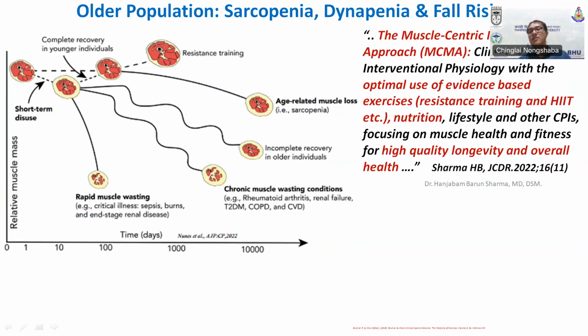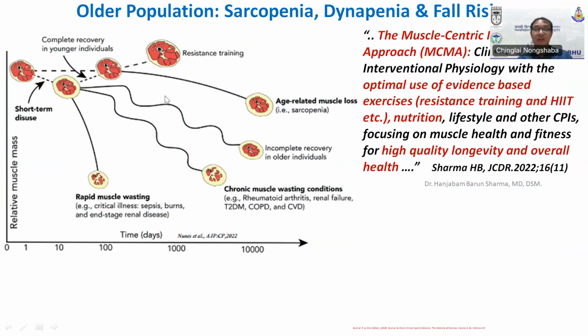This concept is known as the muscle-centric medical approach, MCMA, that is clinical and physiological intervention with the use of optimum, evidence-based exercise like resistance training, high-intensity interval training, or high load impact loading exercise, nutrition, lifestyle, and other clinical physiological intervention, focusing on muscle health and fitness. For what? For high quality longevity and overall health. This is known as MCMA, the muscle-centric medical approach.